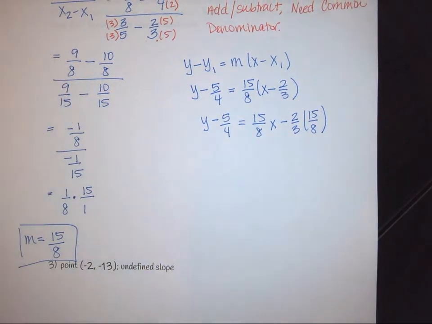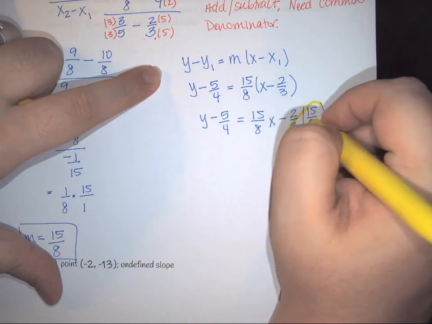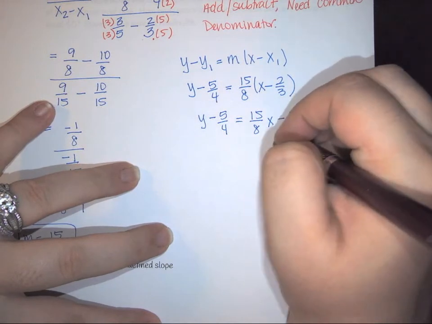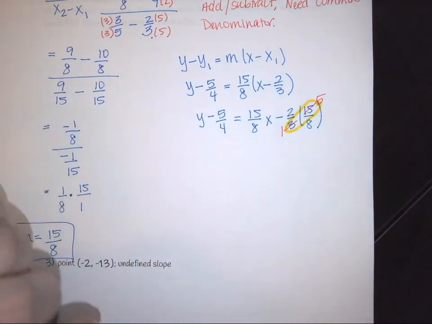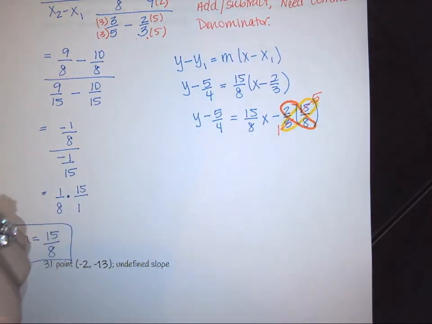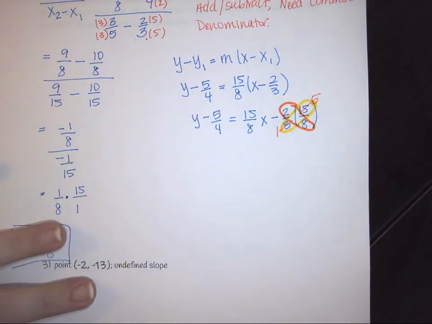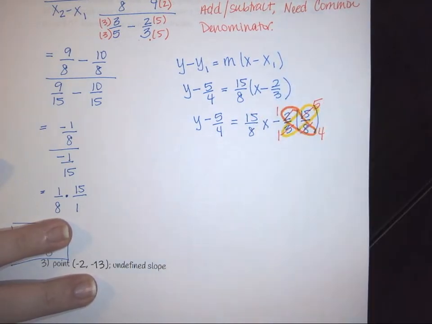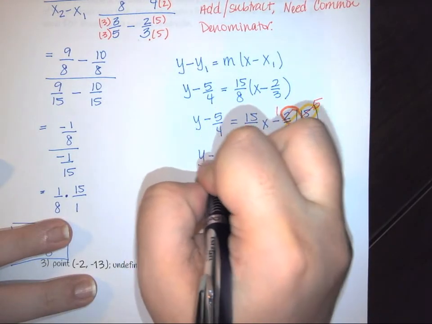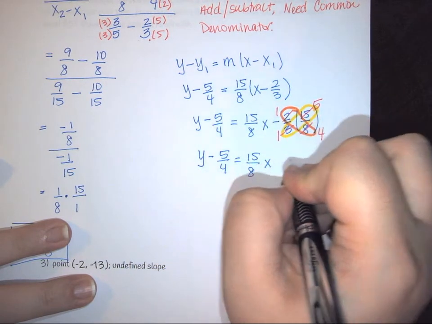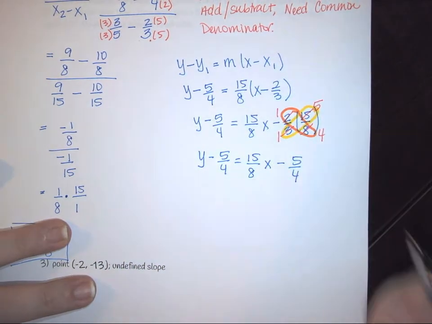If you look, notice this 15 over 8 here can combine. Both of these would cancel. This becomes a 1, this becomes a 5. And then, if you look at the other direction, over here, I have a 2 and I have an 8. So just like before, 2 and 8 will cancel. This becomes a 1, this becomes a 4. So I have y minus my 5/4 is equal to 15 over 8x minus 5/4.